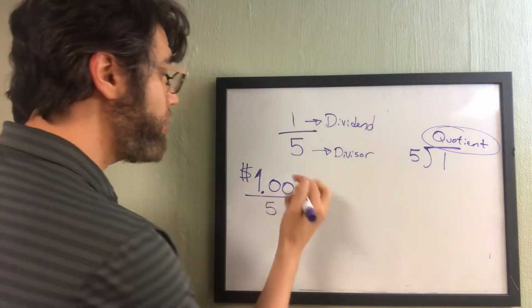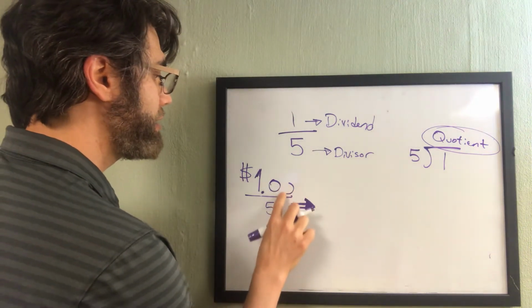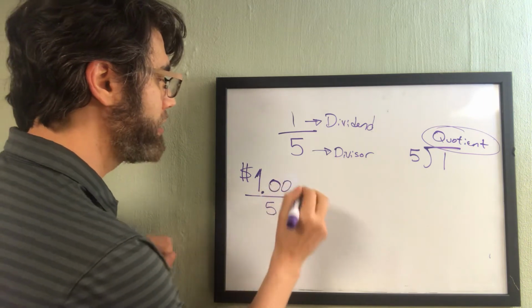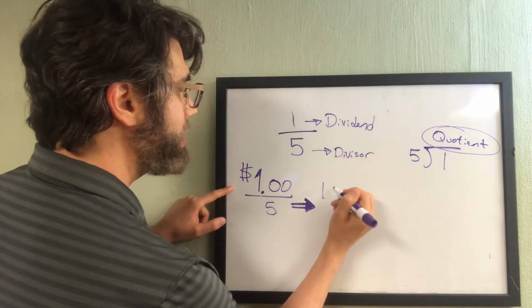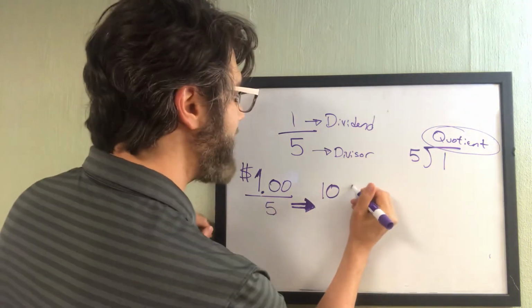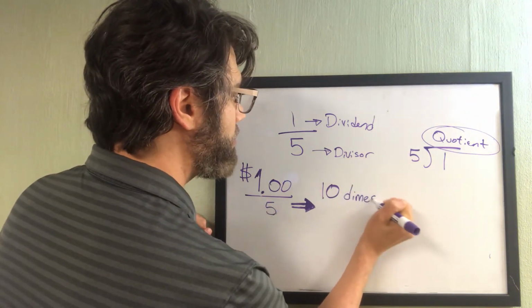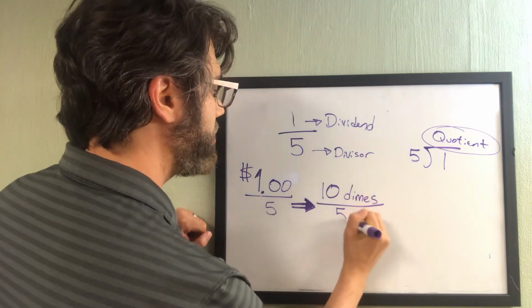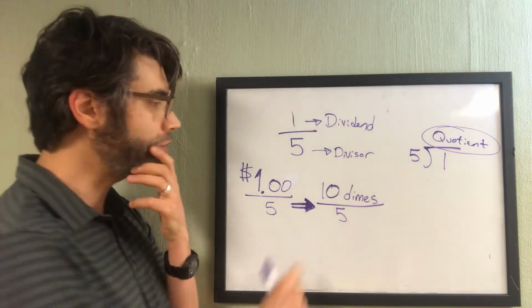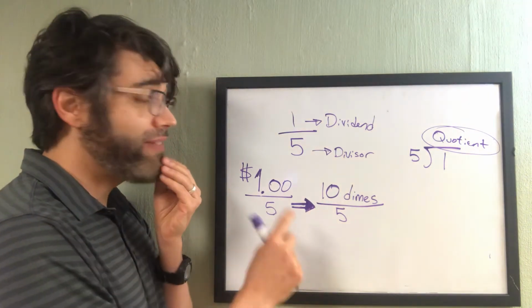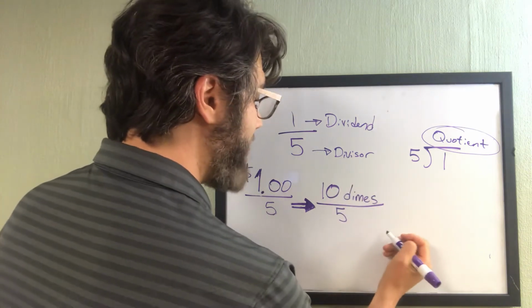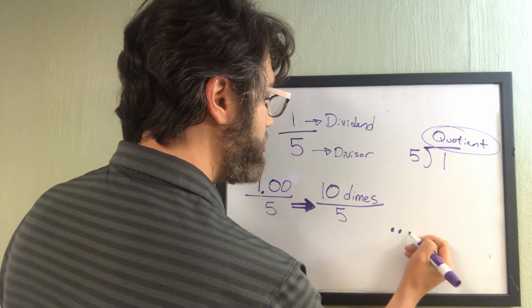So you could rewrite $1 as an equivalent. An equivalent of $1 is 10 dimes. And you could divide 10 dimes by 5 if you wanted to. Okay, so 10 dimes divided into 5 different groups. So let's just imagine that. So 1, 2, 3, 4, 5.